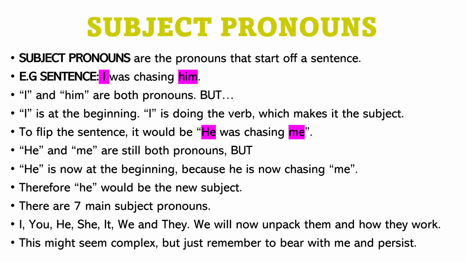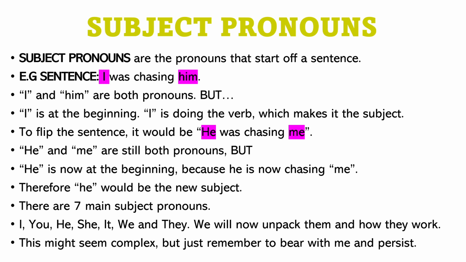So I and him are both pronouns. However, I is at the beginning and I am doing the thing. So that makes it the subject. The subject of the sentence is the person that's doing the thing. So I could say Jack was chasing the ball. Jack would be the subject in that one because Jack was the one doing the chasing. I could say the dog heard the cat. The dog would be the subject because the dog is hearing, if that makes sense. The subject is the thing that does the verb as a simple definition.